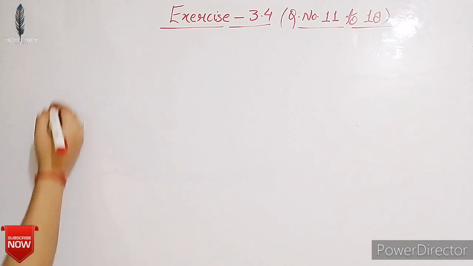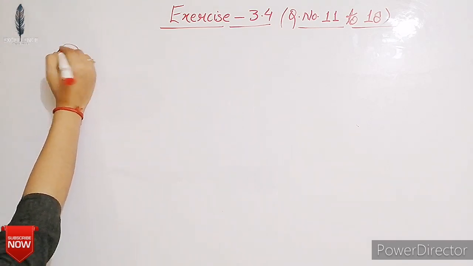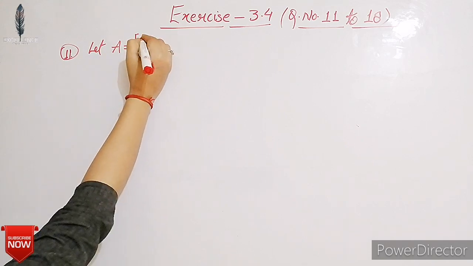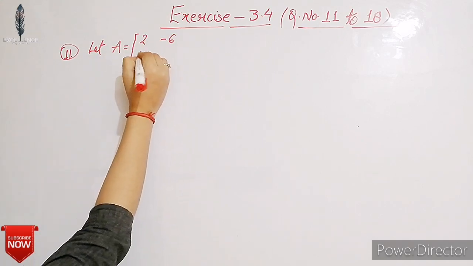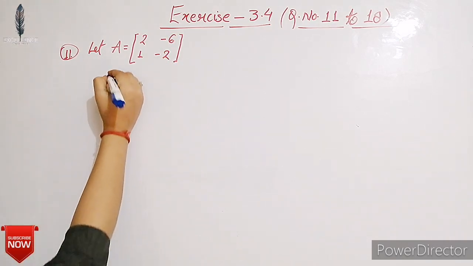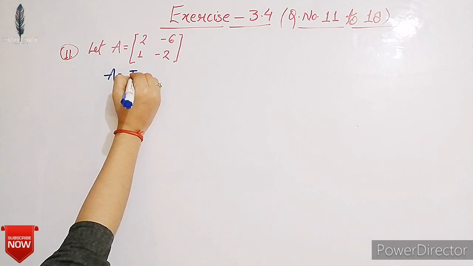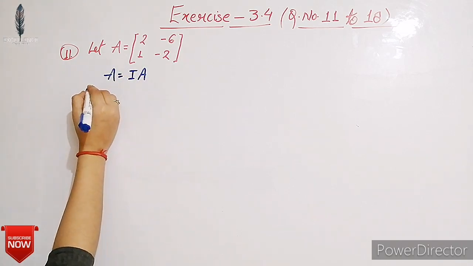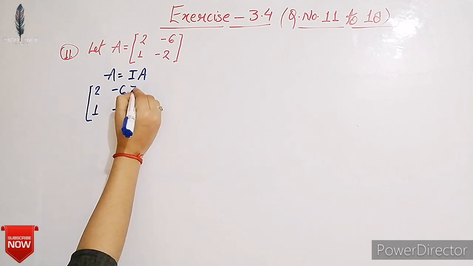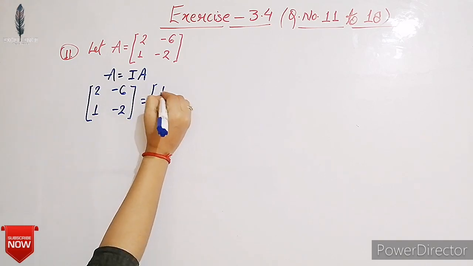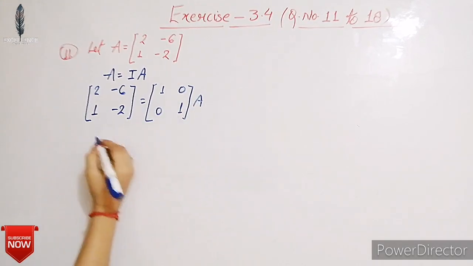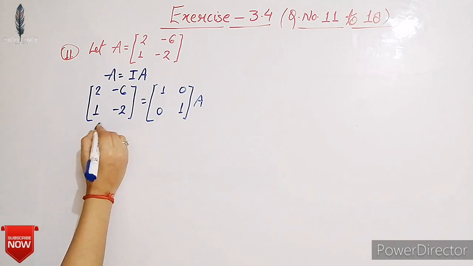Let's see question number 11. Here the given matrix is A equals 2 minus 6 1 minus 2, and we have to find its inverse using elementary operations. For applying elementary row operation we have to write A equals IA. Put the value of A, and I is the identity matrix, as you know, 1 0 0 1, times A. Now we have to convert A into the identity matrix.